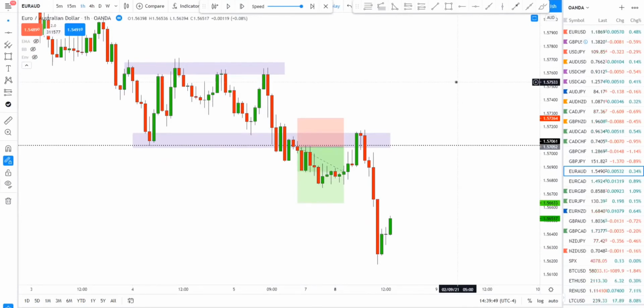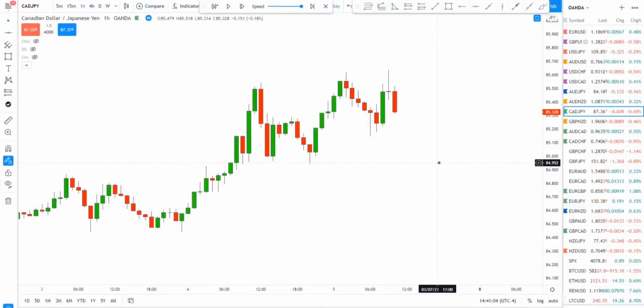Next up, we're going to take a look at some examples on the chart of the rising and falling triangle break and retest pattern. Let's take a look at that right now. Okay, so here we are on the 1 hour chart of the Canada yen. I want to see if you can spot the rising triangle break and retest pattern that's forming right now.